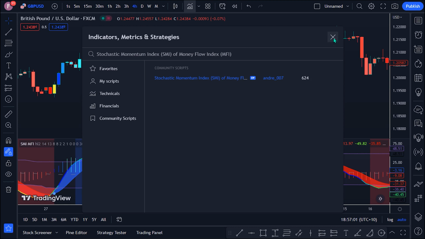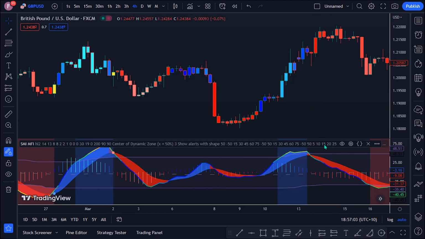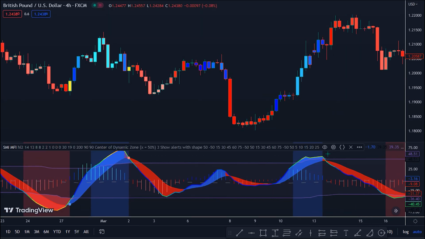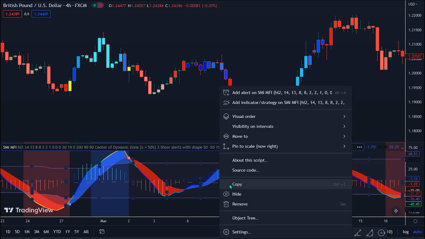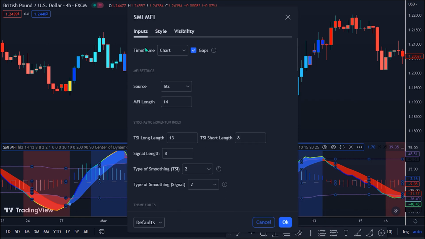Before further checking how this indicator works, let's check its functionality settings. Right-click on the indicator and proceed to select the Settings option to see its parameters. Under the Input settings, there's the time frame. Here you can decide the time frame chart to implement the indicator's calculation. There are the MFI settings, which house the source HL2 and MFI length 14.